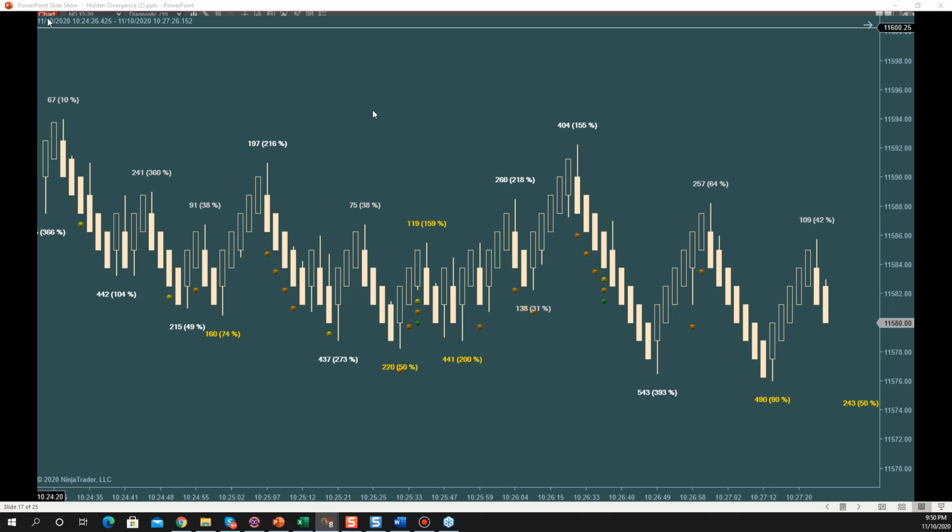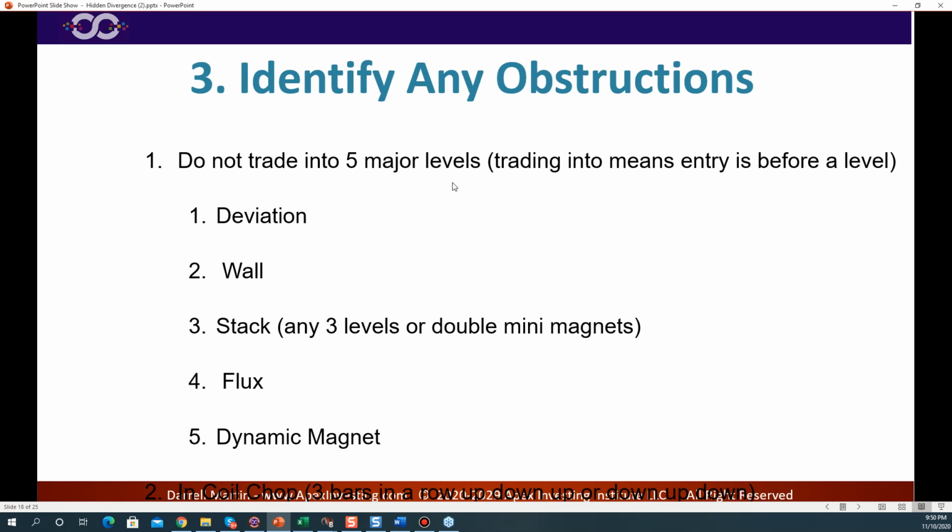Okay. So look, everything else from here on out is the same. This is your standard sniper trade. It's the same entries, the same exits, the same stops. You have the same rules of obstructions. We don't want to trade into walls. We don't want to trade into levels. We don't want to trade into the deviations, the walls, the stacks, the flux, the dynamic magnetics. Same rules there. Really, the only different rule here is it can be against DR.